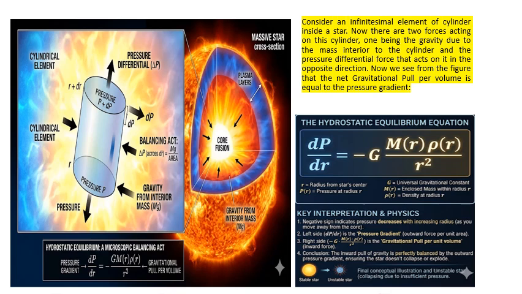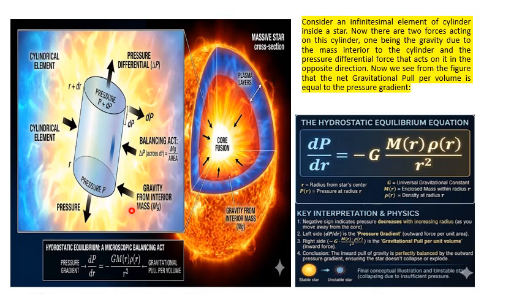Now the gravitational force acting on this element is given by Newton's law, which is G, the gravitational constant, times the mass interior to the cylindrical element, m(r), times rho(r) dr, which is the mass of the cylindrical element, divided by r squared, which is the radial distance from the center to the cylindrical element. We don't take it as r plus dr because it doesn't make any big difference.